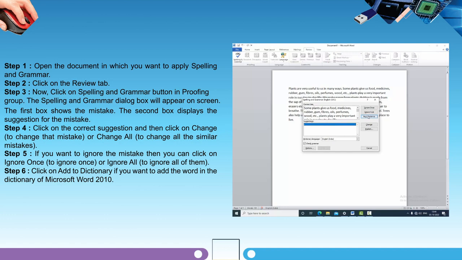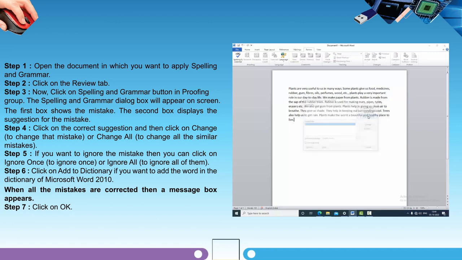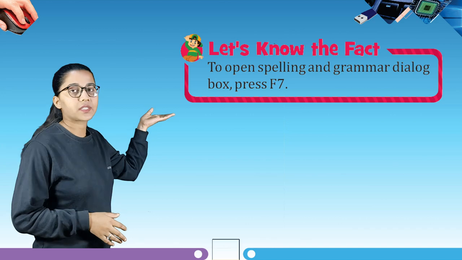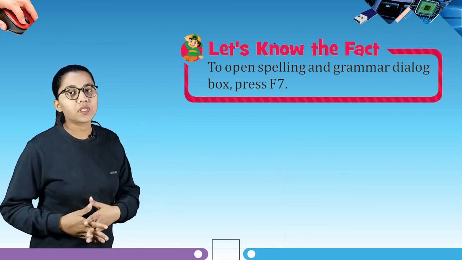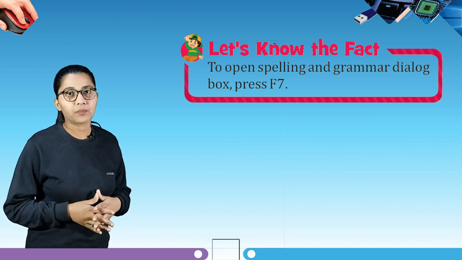Now step 6, click on Add to Dictionary if you want to add the word to the dictionary of Microsoft Word 2010. When all the mistakes are corrected, then a message box appears. Step 7, click on OK. Now students, before we jump to our next topic, let's know an interesting fact. To open the Spelling and Grammar dialog box, press F7.